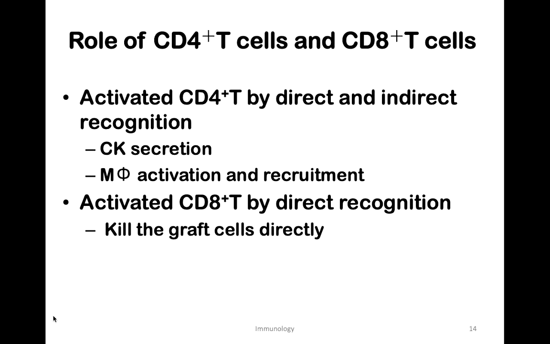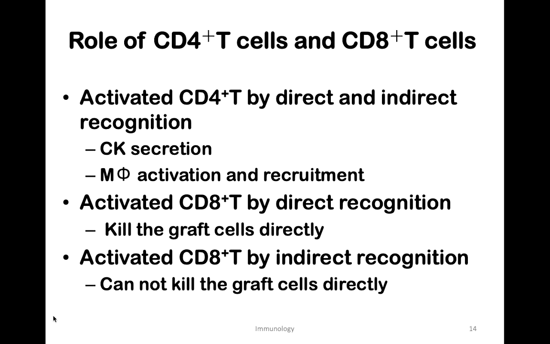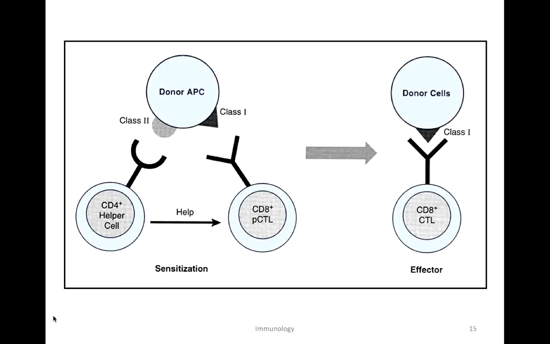Now activated CD4 T cells by direct and indirect recognition can stimulate cytokine secretion, macrophage activation and recruitment. Activated CD8 plus T cells by direct recognition can kill the graft cells directly, which is the normal procedure for both of these TH and TC cells. Activated CD8 cells by indirect recognition cannot kill the graft cells directly. That is something you know. This is how it happens: sensitization, and then you have the effector response.